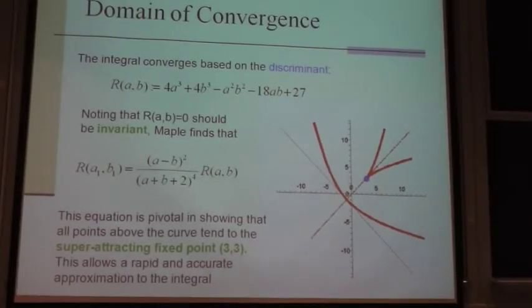And using the idea that this curve is invariant under the dynamics suggested that we use Maple to help us expand this all out and factor it. And we saw we got this nice identity come out. And this identity was key in proving that if you start at any starting point above this curve, you will converge to the point 3,3.